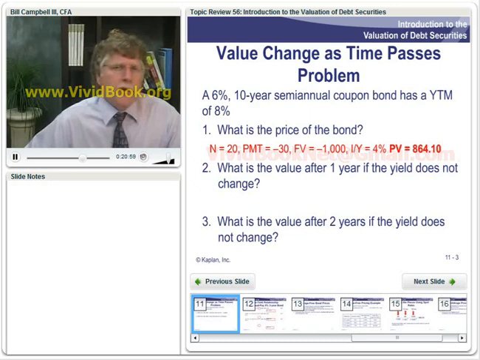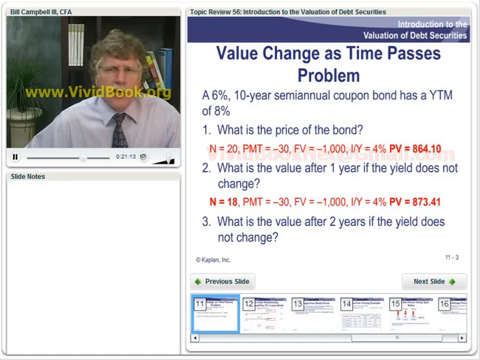What change are we going to make on those inputs when we calculate the value of the bond 1 year from now? We're simply going to make N shorter. 1 year is 2 6-month periods. So we simply change N to 18. Notice the difference that we have here. N is now 18 instead of 20. Everything else is the same. Still a payment of 30, still a future value of 1,000, still interest per period of 4%.